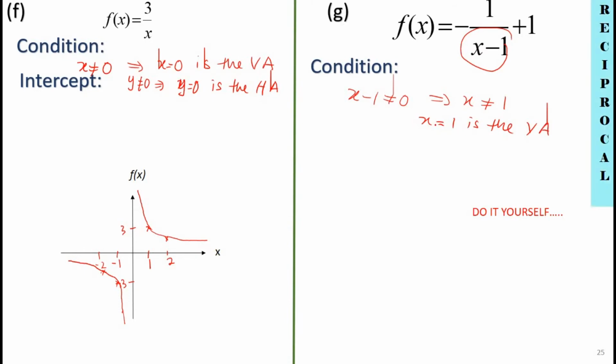Is that clear? And then what's next? To find the horizontal asymptote, I leave it to you to find the rest. I leave it to you to finish this question.